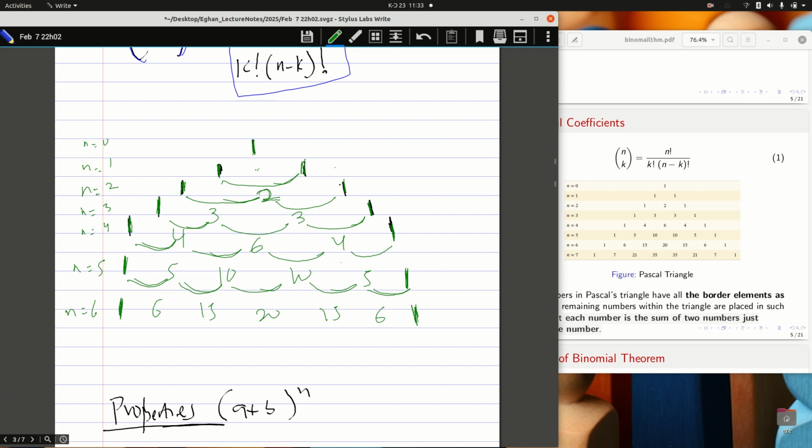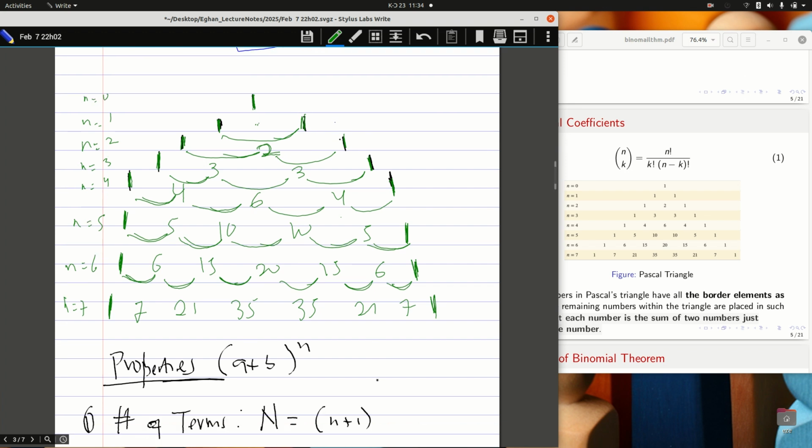When n is equal to 7, my border is always 1. Then I add the inner terms of the above. So I get 7 here. Here 21. 15 plus 20 is 35. 35. 15 plus 6, 21. 6 plus 1, 7, and then the border 1. This is how Pascal's triangle behaves.